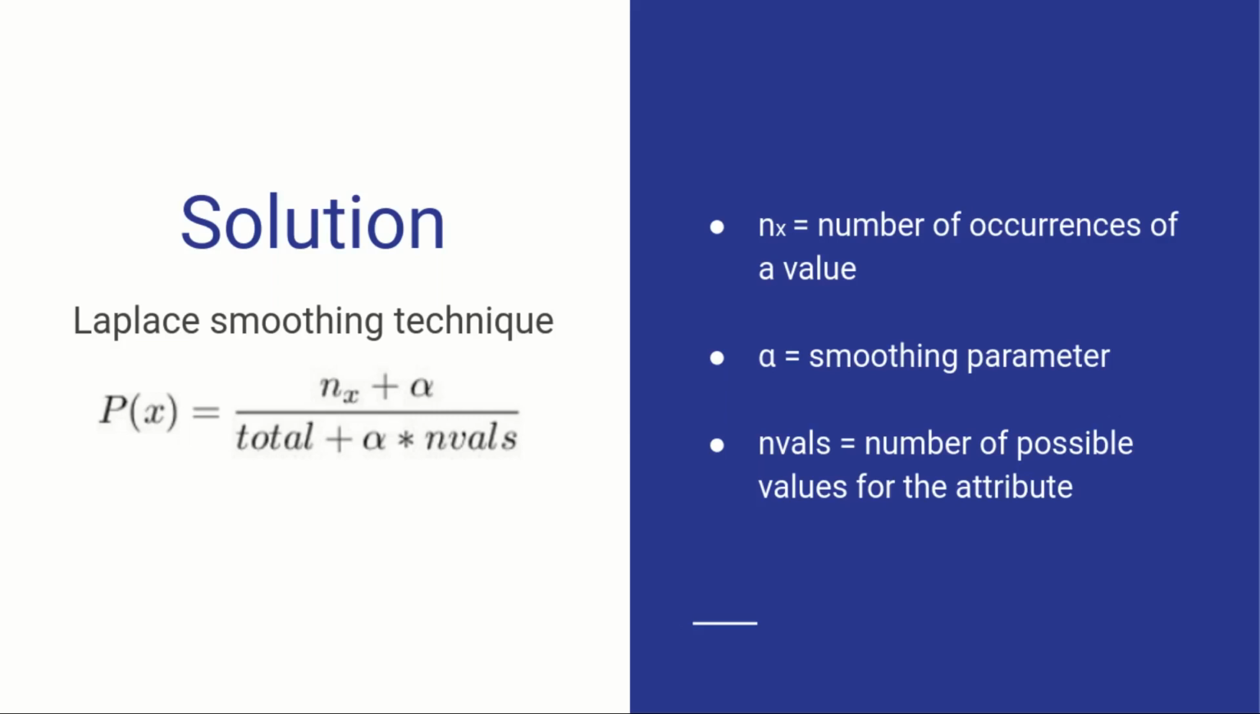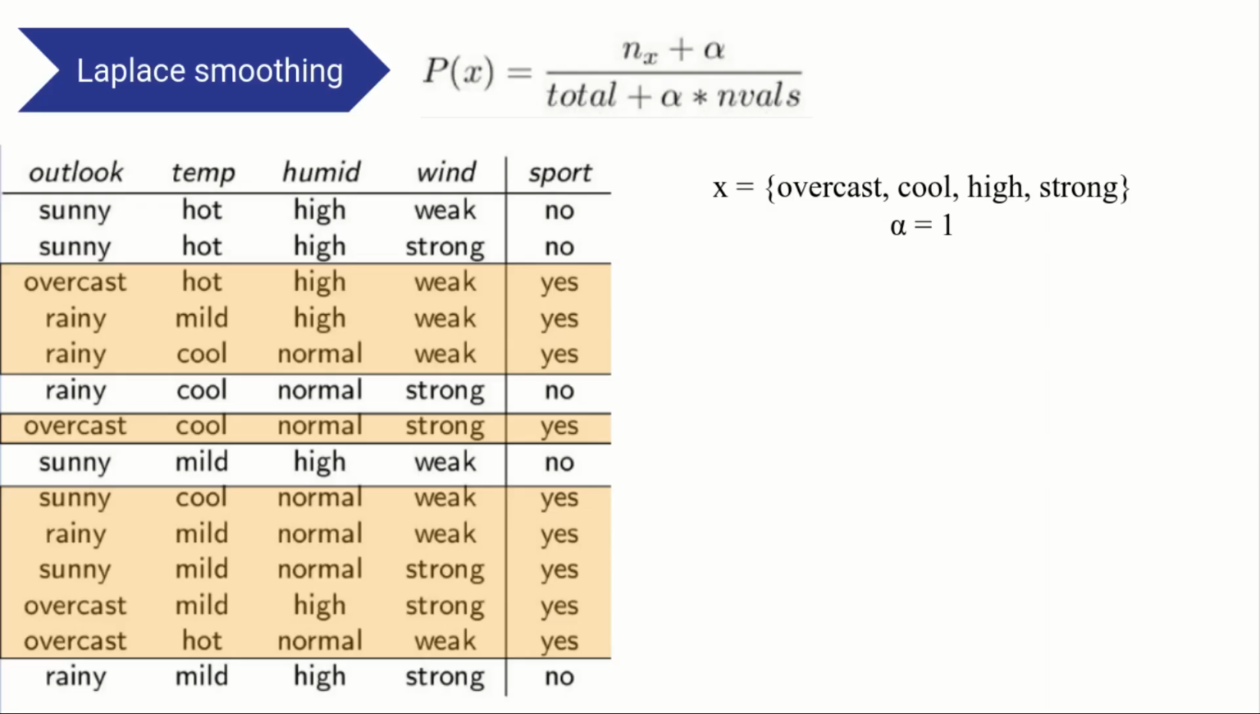If an attribute has 3 possible values, like outlook, that could be either sunny, overcast, or rainy, we would add to the denominator alpha multiplied by 3. As you can see, it will prevent us from having a 0 as a factor of our product. Let's see now how this works in practice.